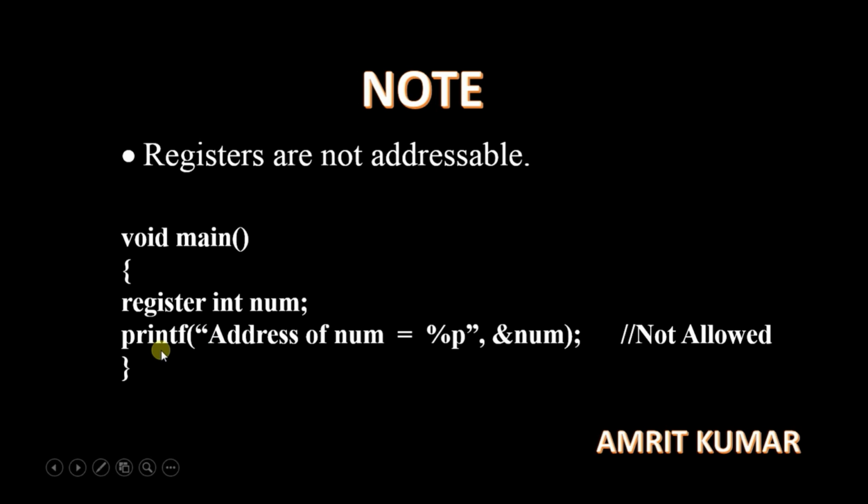Now I have used the printf function whose work is to display whatever is here. What we have studied is that registers are not addressable. It means register has no address. But here I am printing the address, and this is not allowed because registers are not addressable. Therefore, its address is not going to be placed here. So this is the register.